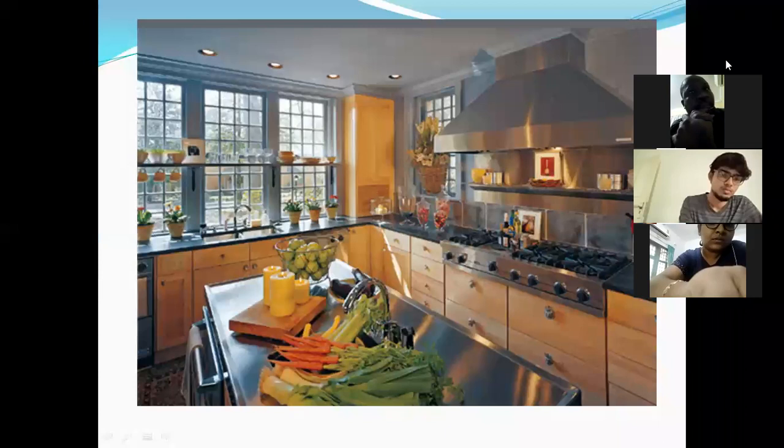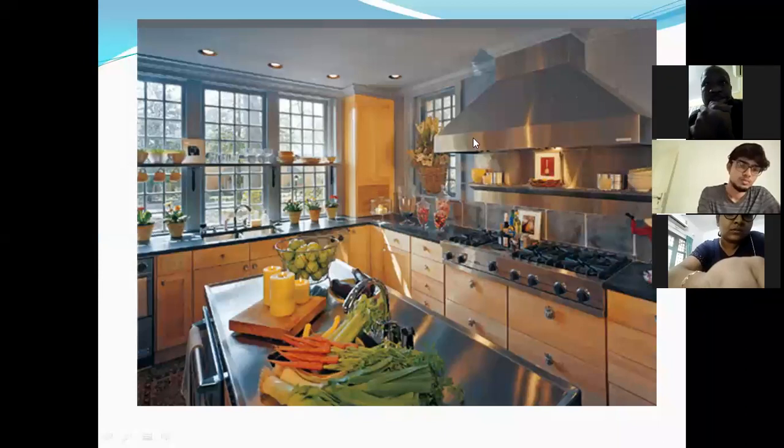See, these are some kitchen hoods. Mainly, you could see a kitchen hood in kitchens. So you can see here a kitchen hood, right? This is known as a kitchen hood. I think most of them have seen kitchen hoods.